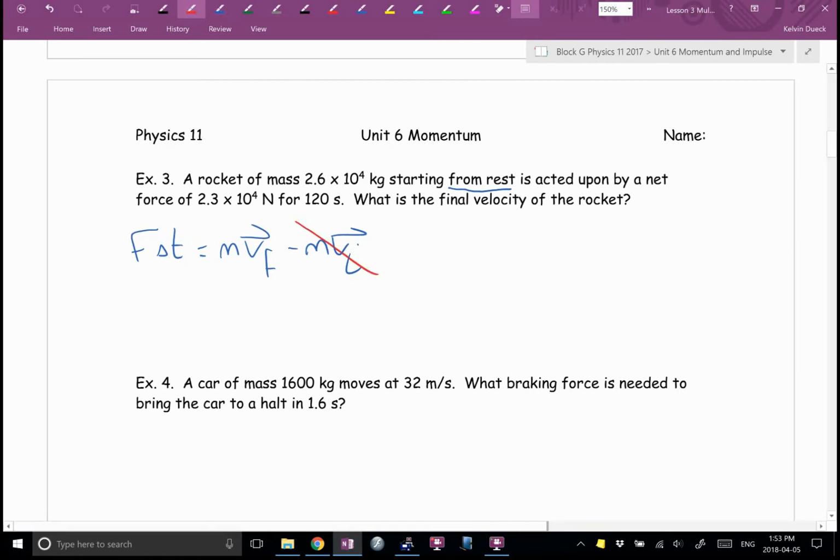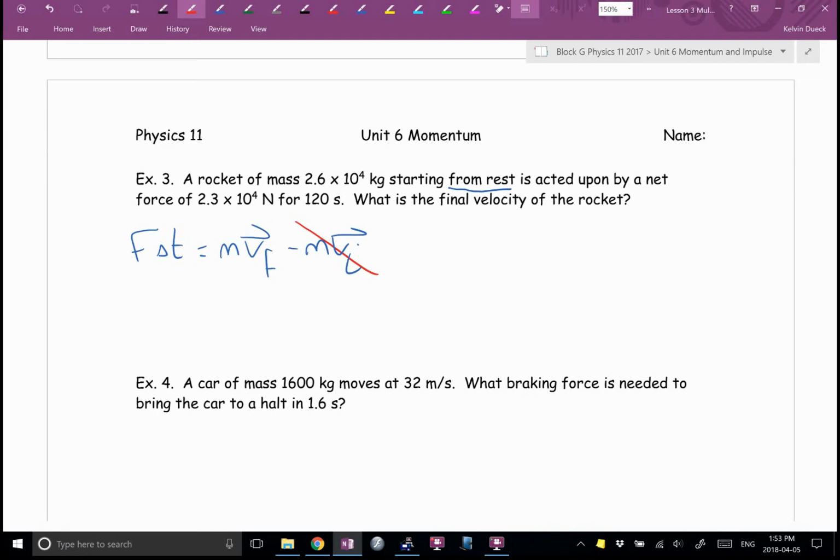What's this question ask me to find? VF. How would I get the VF by itself? Divided by M. 1 line. Again, Evan, you could have gone F equals ma. They did give you the mass. And then you could have said, I'll find A. And then you could have said VF equals VI plus AT. And they did give you a time. And you could have then found VF. But this does it all in one line.